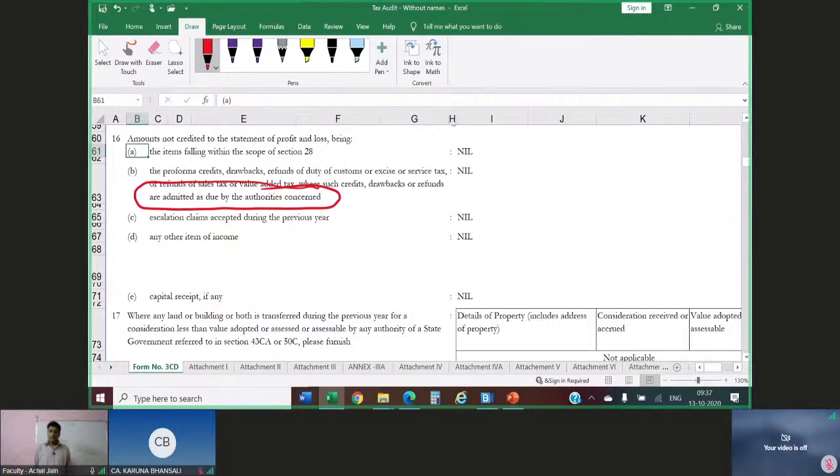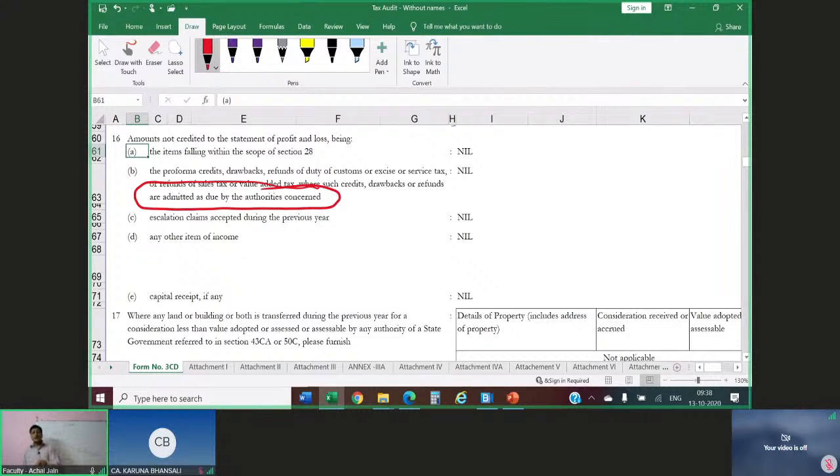Okay. So let's understand some of these examples and let's see what is the reporting requirement. Let's suppose management has got some pro forma credit or some drawback income, but that has not been taken to the P&L. Why? Because let's suppose they received certain grants, and grants were adjusted with the cost of the asset. If the grant would be adjusted with the cost of the asset, will that go to P&L?